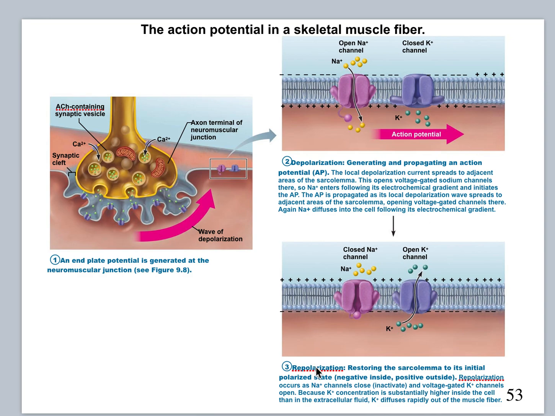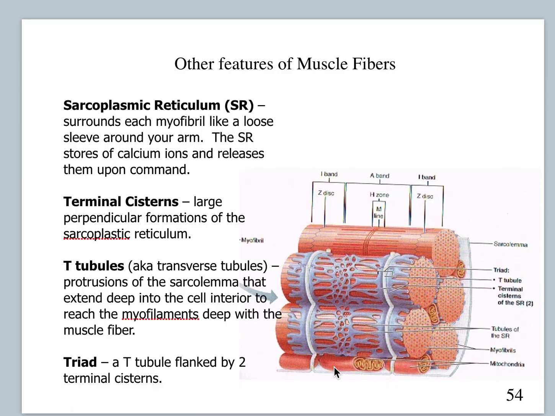Eventually, the sodium channels inactivate and close, and the voltage-gated potassium channels open up. That stops sodium coming in and allows potassium to exit, which gets rid of some positive charges, which makes the membrane go back to negative on the inside. So it basically repolarizes the membrane. That's why this stage is called repolarization. Okay, that's what's going on at the neuromuscular junction and at the muscle sarcolemma.